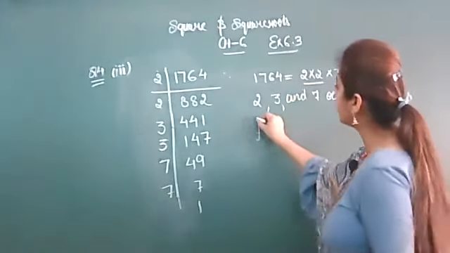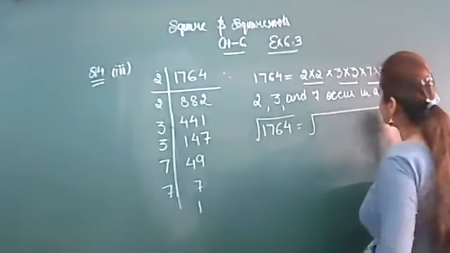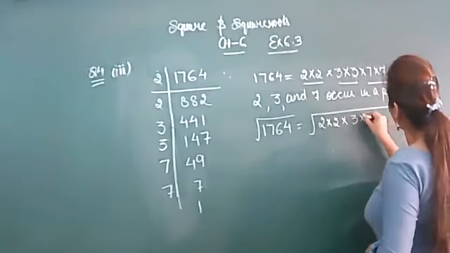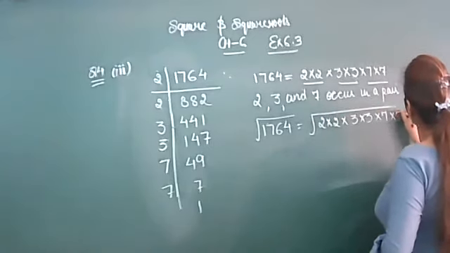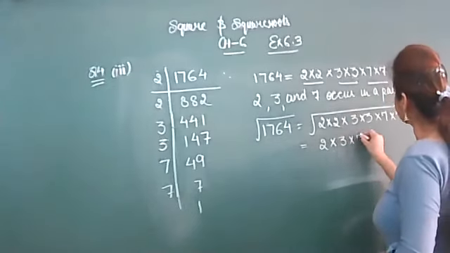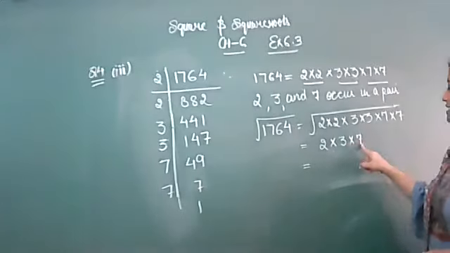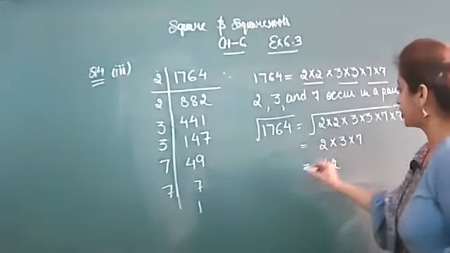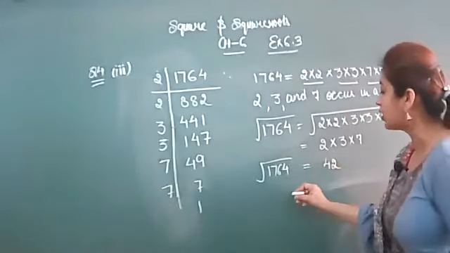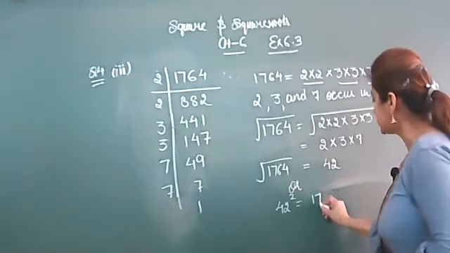So how will you find the square root of this number? You will put the square root symbol on both the sides, and from each pair you will take the same digit out, that is 2 into 3 into 7, and the answer is 3 2s are 6, 6 7s are 42. So the square root of 1764 is this, or you can say that 42 squared is 1764.